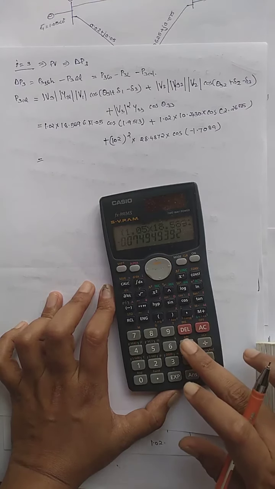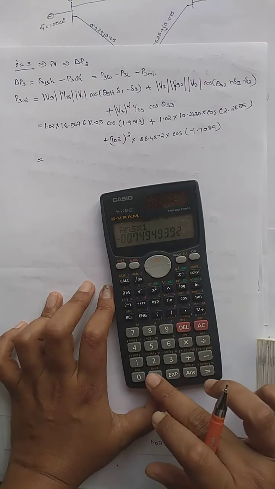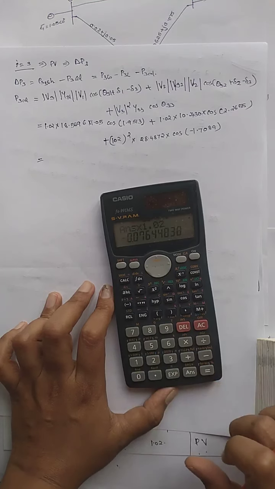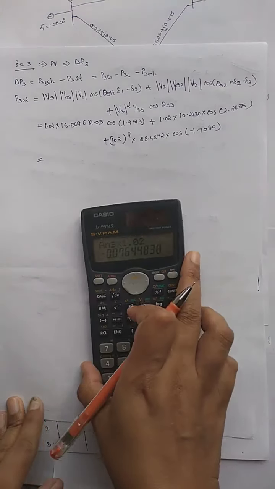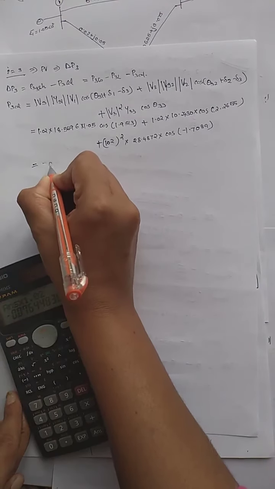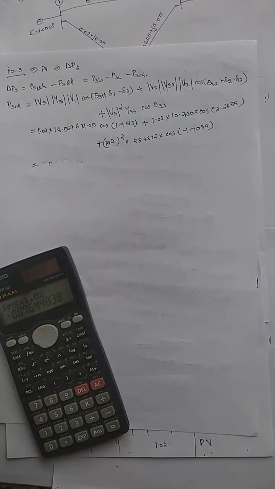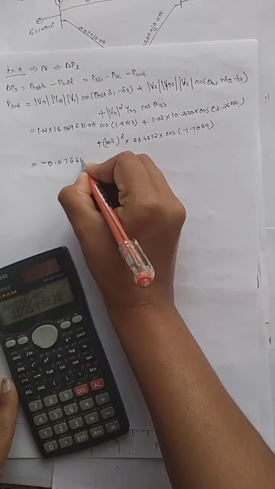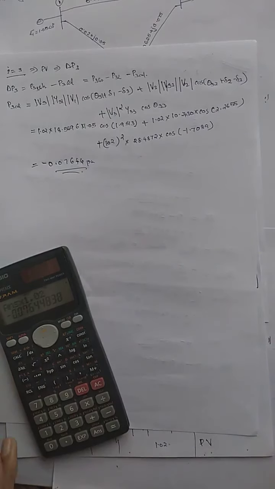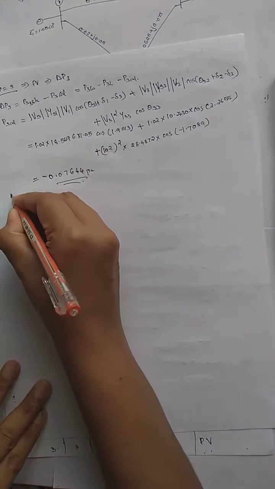And then, what is the value? 1.02 into 1.02, that value will be minus 0.07644. So that value is equal to minus 0.07644 per unit. This is the value I have got for my P3 calculated. Next we have to find delta P3.